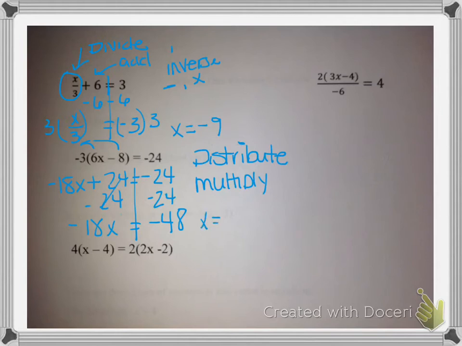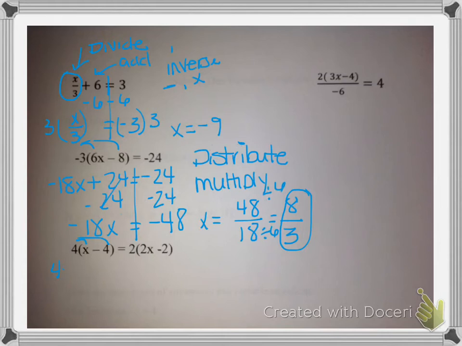We're going to divide by negative 18. Now, when we divide negative 48 by negative 18, that's a positive. And this reduces to 8 over 3 because 6 goes into both of those numbers. So 48 divided by 6 is 8, and 18 divided by 6 is 3, so 8 over 3 is our answer, or 8/3.